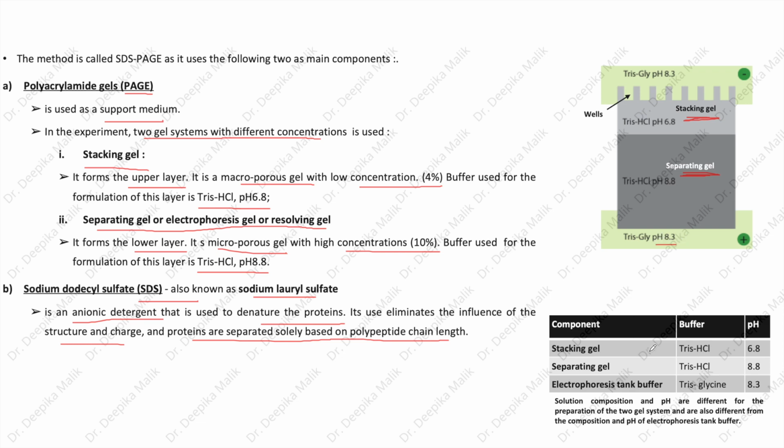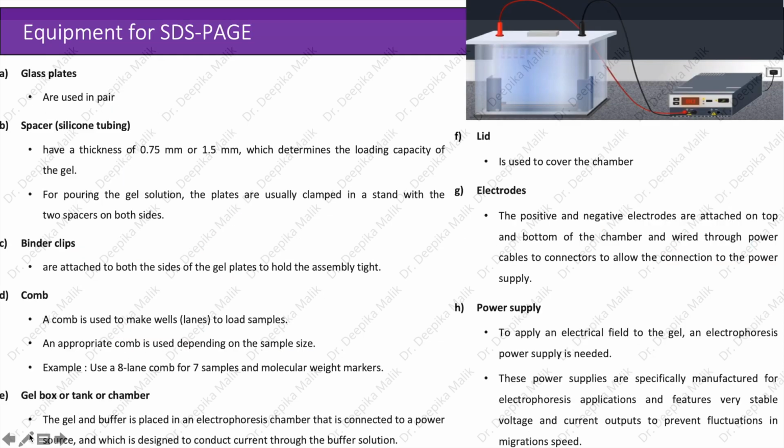Equipment for SDS-PAGE. Glass plates are used in pair. Spacer or silicone tubing have a thickness of 0.75 mm or 1.5 mm, which determines the loading capacity of the gel. For pouring the gel solution, the plates are usually clamped in a stand with the two spacers on both sides. Binder clips are attached to both the sides of the gel plates to hold the assembly tight.